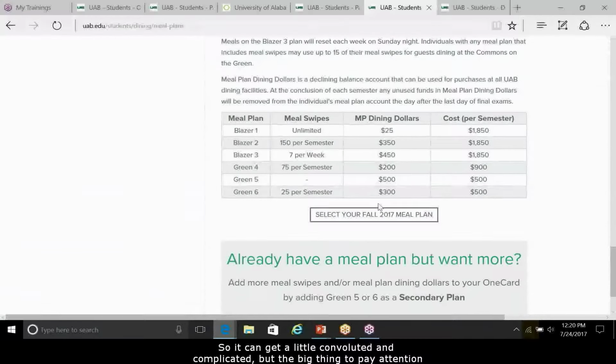So it can get a little convoluted and complicated, but the big thing to pay attention to is how much variety do you think your student wants in their dining options? Do they want to eat a lot in the same way? The dining facility of the Commons on the Green has new and differing menus every day for every meal, but it's still the same one location. Whereas the other ones, if you move further down, you can go to any of the different dining facilities on campus using dining dollars.